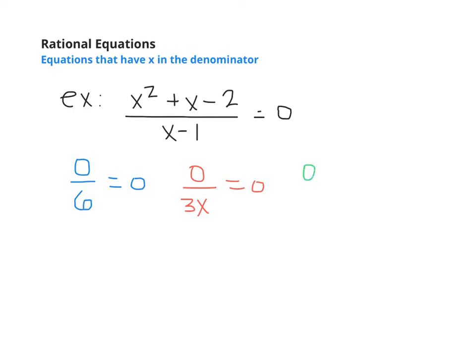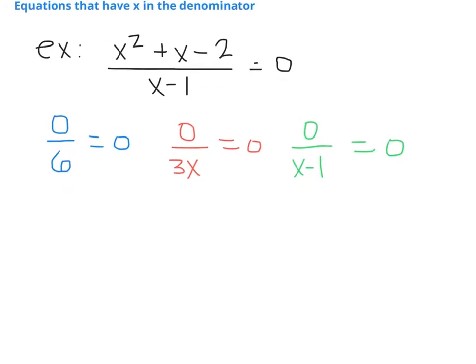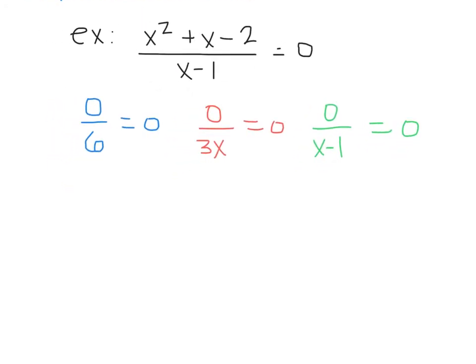0 over x minus 1 equals 0. I think you get the idea. Anytime we've got 0 in the numerator over something that is non-zero, then that whole thing is equal to 0. Okay, now what if we have 0 in the denominator? It's like we flip that over, we have 6 over 0.